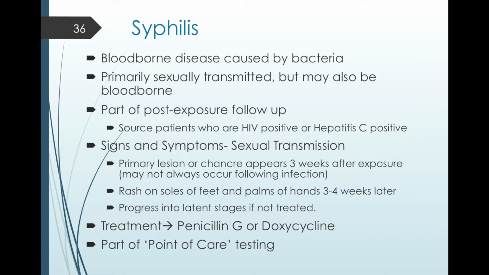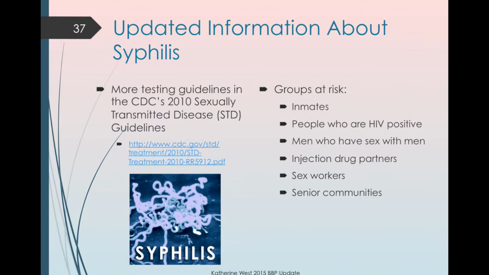For the sexual transmission of it, signs and symptoms include primary lesions that can appear 3 weeks after exposure, a rash on the soles of the feet and the palms of the hands that can occur 3 to 4 weeks later, and it can progress into latent stages if it's not treated. Generally, treatment is an antibiotic such as penicillin or doxycycline, and it is a part of point-of-care testing.